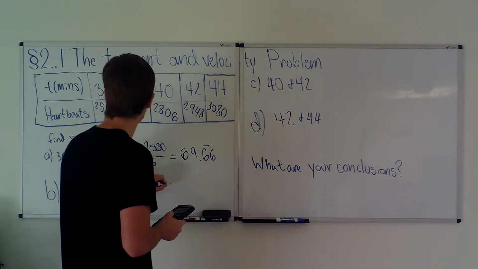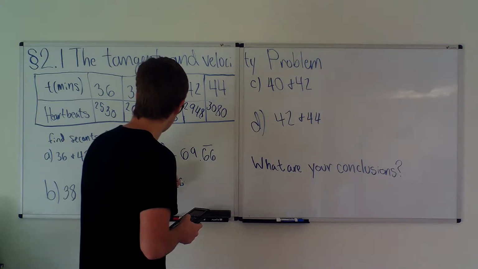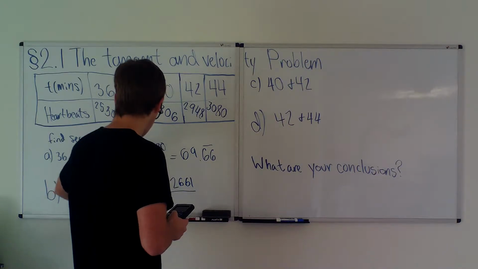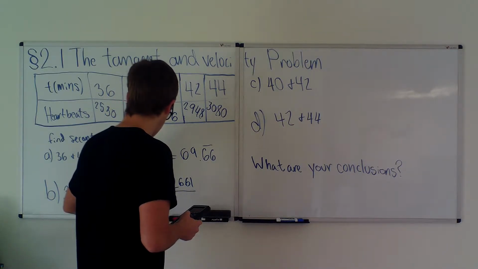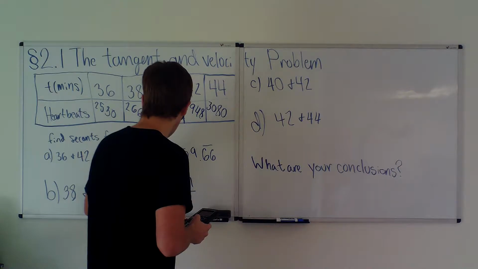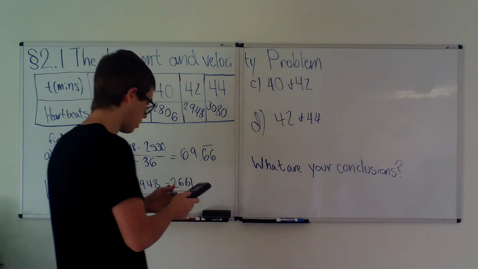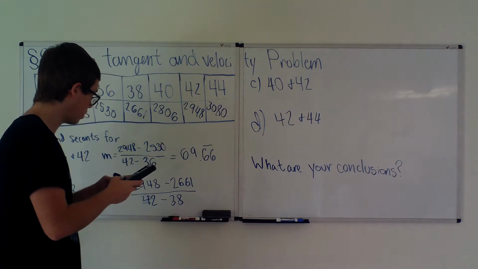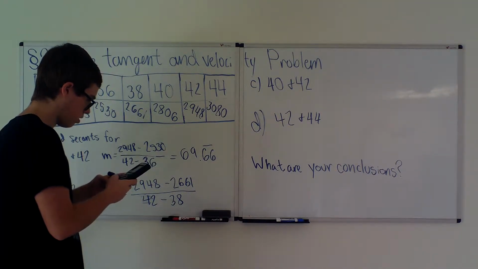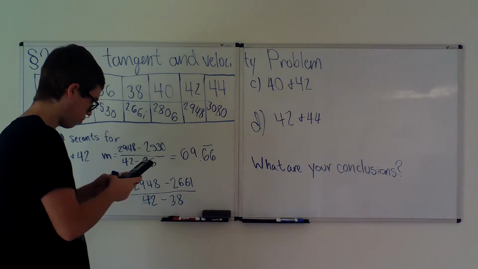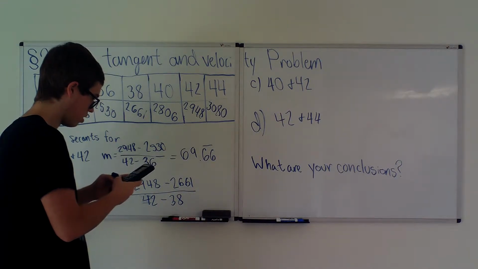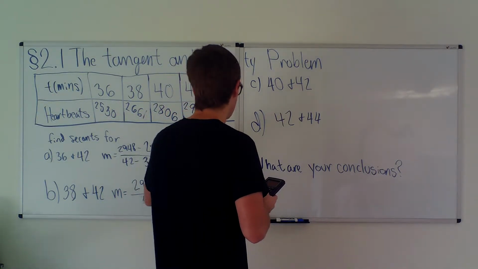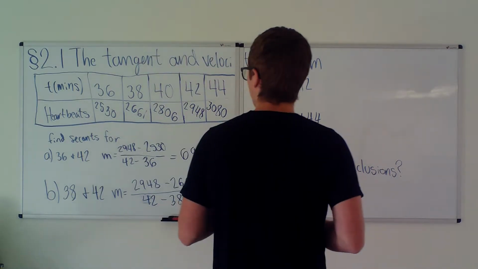Alright, now between 38 and 42, 2948 minus 2661 over 42 minus 38, not 38 minus 42. So that is 2948 minus 2661 divided by 42 minus 38, and that equals 71.75.